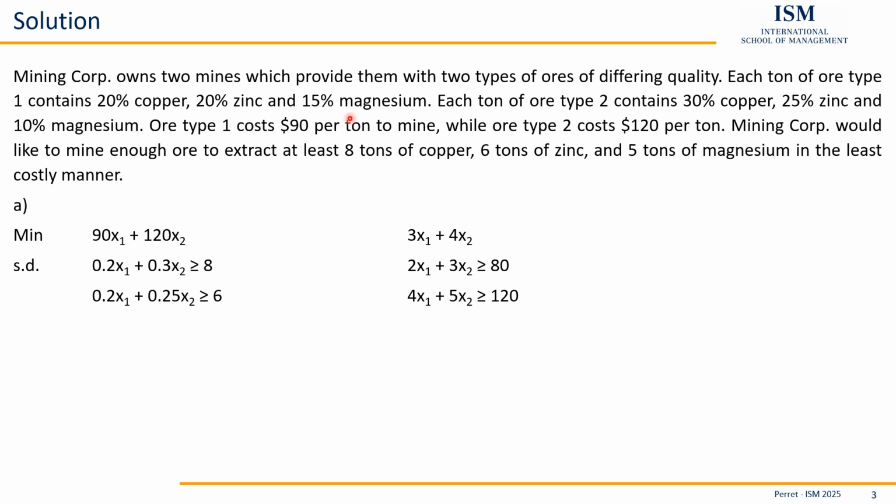Then we are left with magnesium. Here we have 15%, so 0.15, and 10%, so 0.1. And this should be larger than 5 tons. Again, we want to reformulate this. Ideally, similar to the second one, we multiply this with 20, giving us this reformulated constraint. And of course, we can only mine positive amounts of ore, so we have to add non-negativity constraints, x1 and x2 being larger or equal to 0. So far so good. That's about it with the problem formulation.